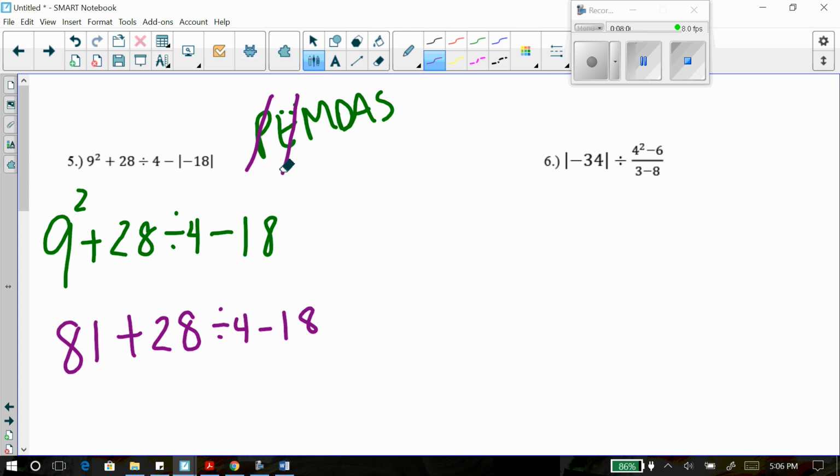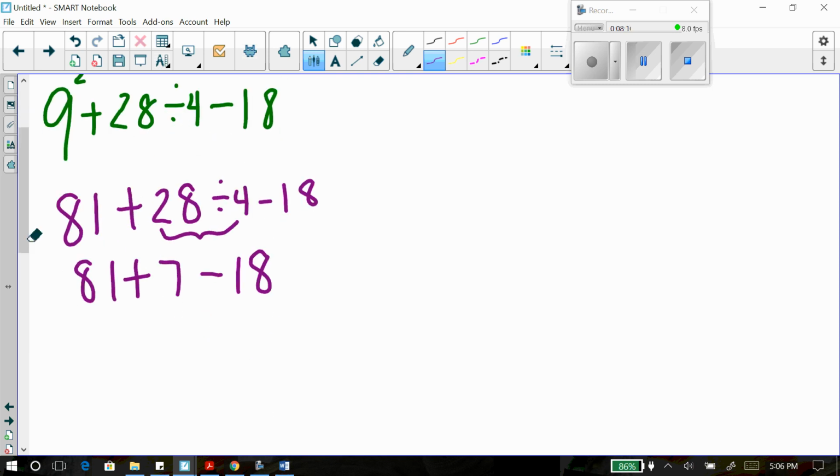plus 28 divided by 4 minus 18. Then multiplication left to right. So 81 plus 28 divided by 4, which is 7. Then adding and subtracting. So 81 plus 7 is 88. Minus 18 is 70.